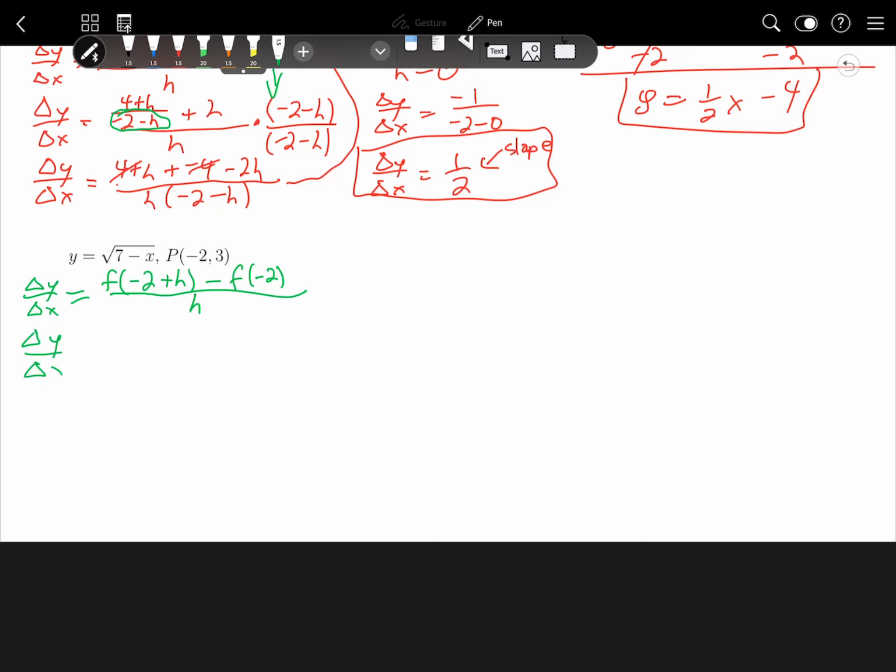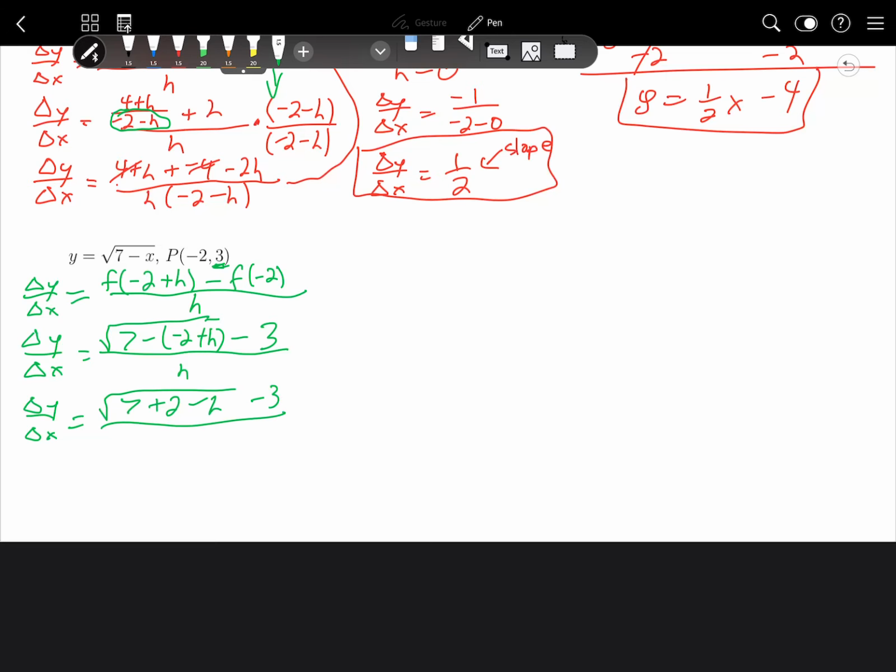So delta y over delta x equals the square root of 7 minus negative 2 plus h minus f of negative 2, which is 3. Simplify inside the square root. So delta y over delta x equals the square root of 7 plus 2 minus h minus 3 over h. And then delta y over delta x equals the square root of 9 minus h minus 3 over h.